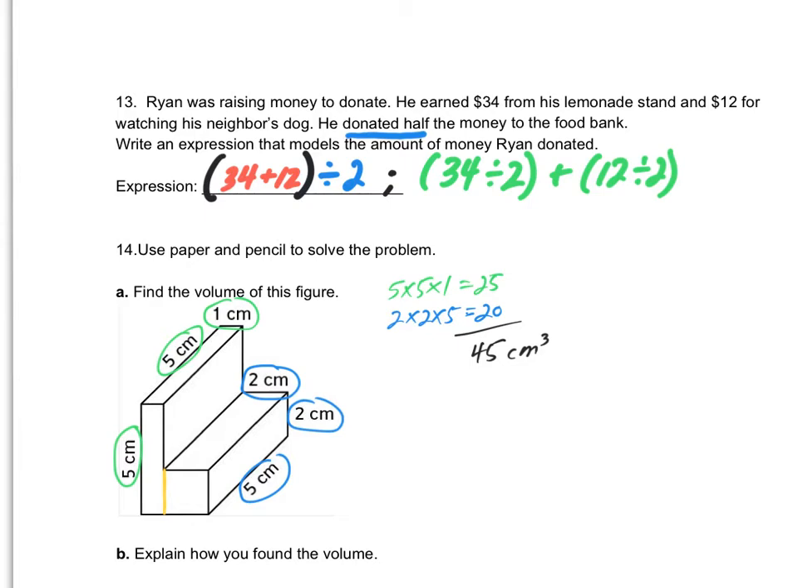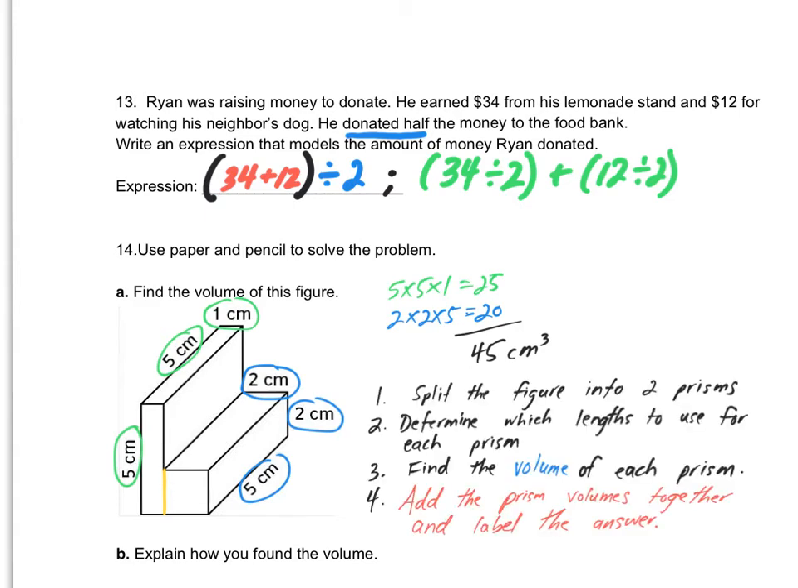So next step, we need to explain how we found the volume. So really, folks, what we need to do is just do it in the exact order, or explain in the exact same steps as when we started the problem. So step 1, we split it into 2 rectangular prisms. So I went ahead and listed out the steps. So step 1, we split the figure into 2 prisms, which we did here with the yellow line. Step 2, we had to determine which lengths to use for each prism. I did that when I circled it in the green or in the blue.